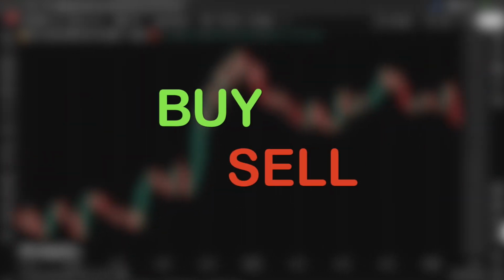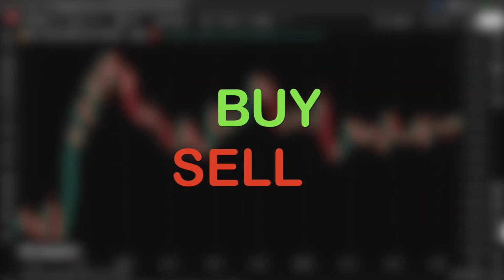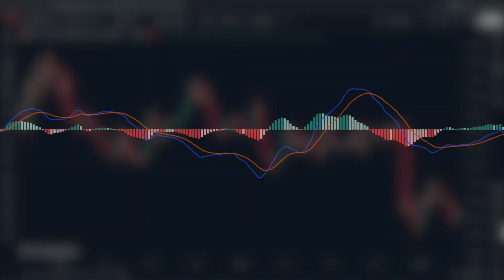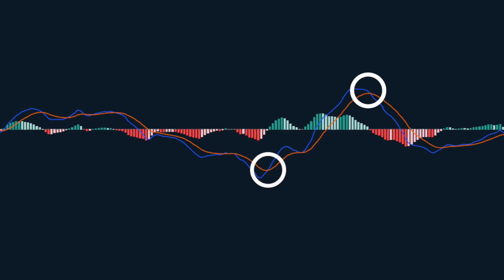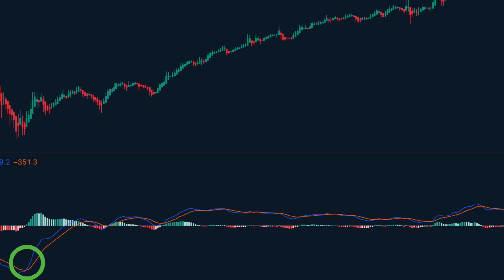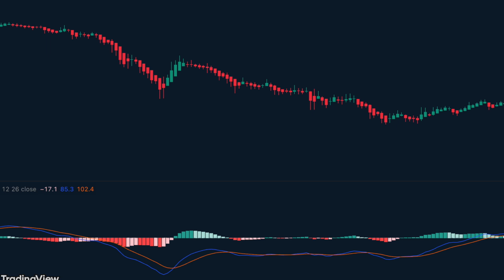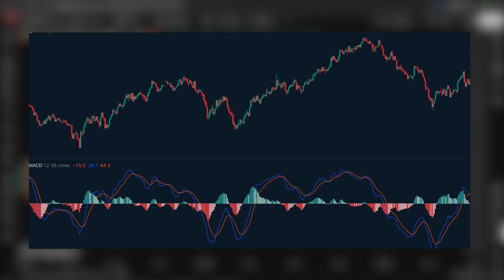Now let's talk about how we actually get buy and sell signals from the MACD. One of the most common methods is using crossovers, that is, watching when the MACD line crosses the signal line. A buy signal happens when the MACD line crosses above the signal line. This shows increasing bullish momentum. A sell signal happens when the MACD line crosses below the signal line, indicating that bearish momentum is starting to take over. But not all crosses are equal.